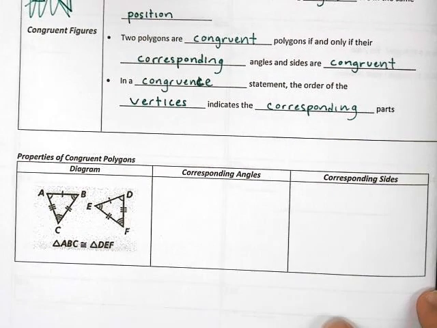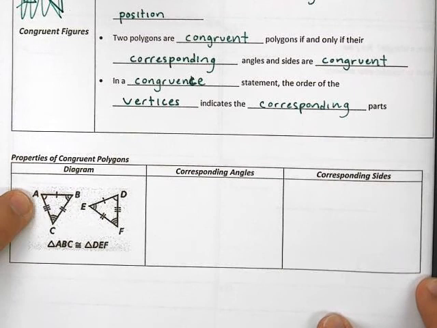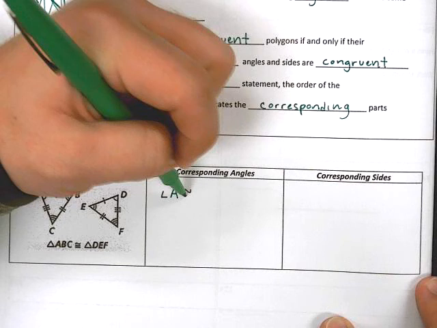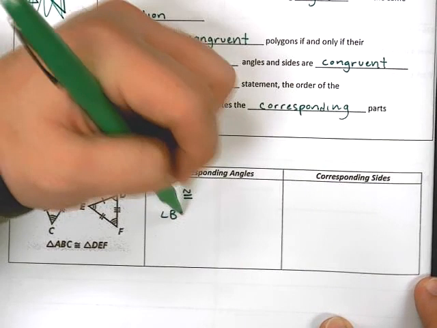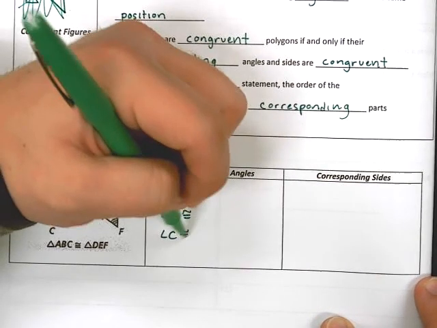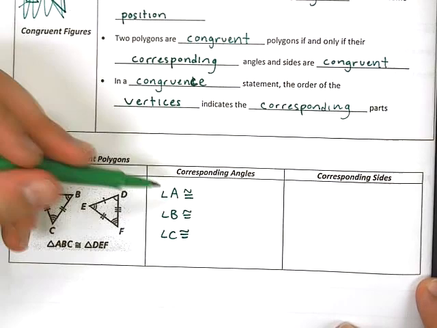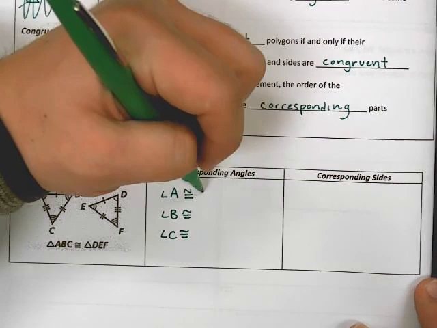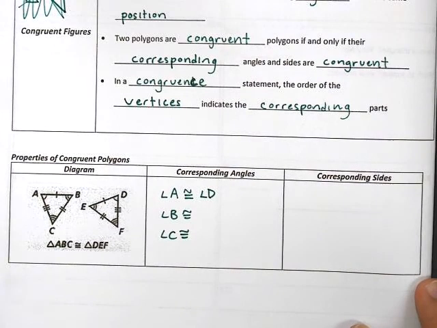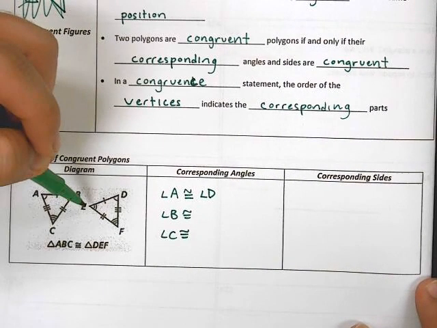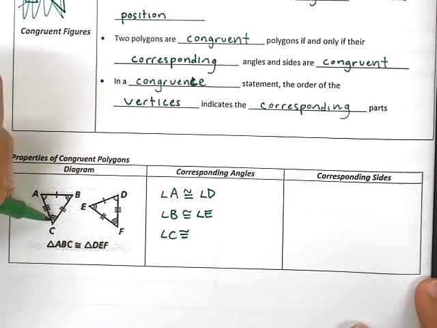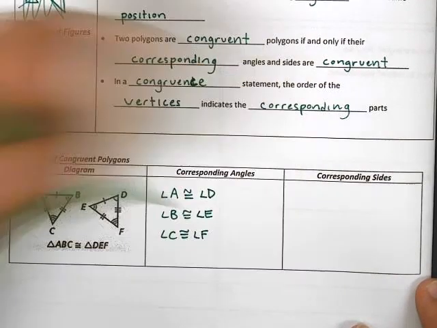So real quick, let's look at the diagram first. Let's say I'm going to go angle A, angle B, angle C, and I need to know what lines up. Well, angle A has a single arc mark, so I know that it has to line up with the single arc mark in the other picture, D. B is a double arc mark, so E. And lastly, C is a triple, so F.